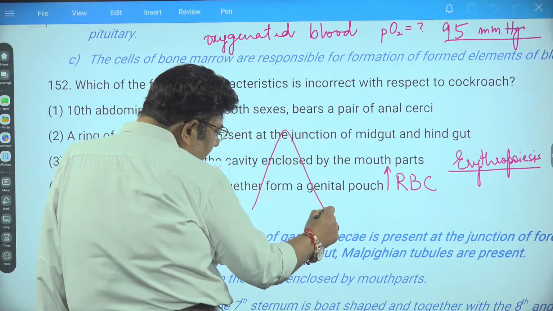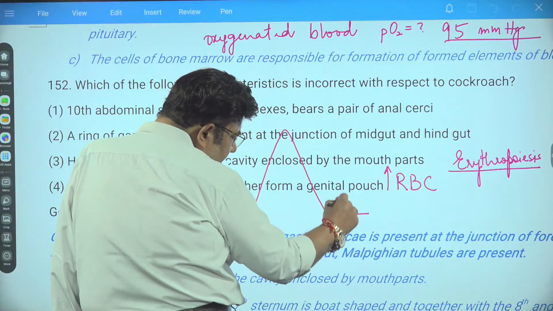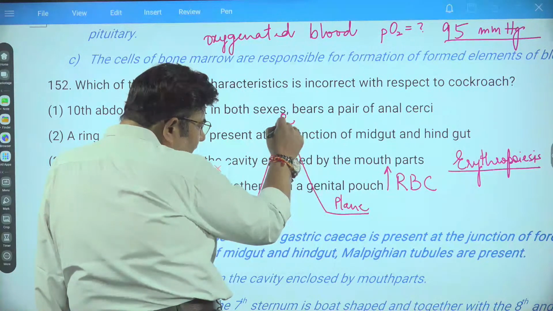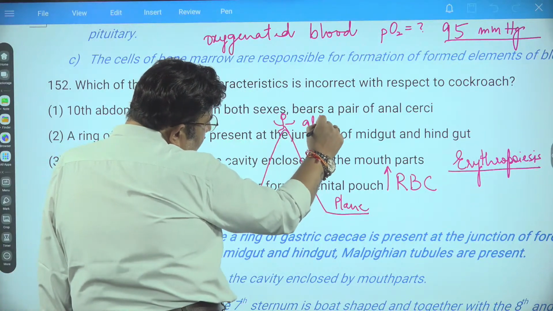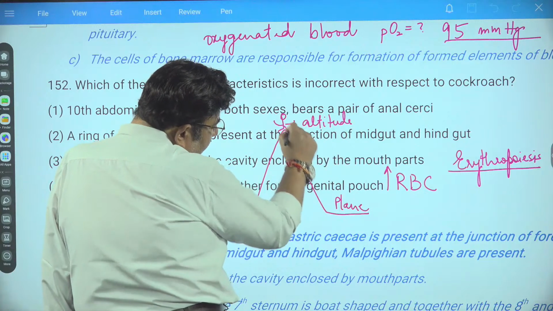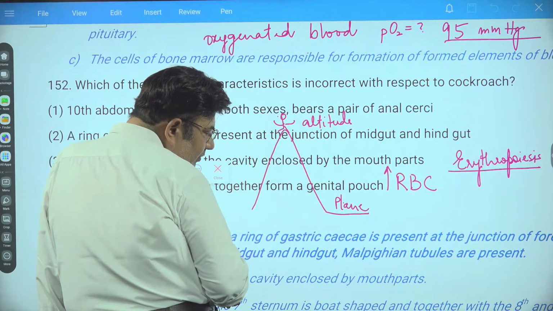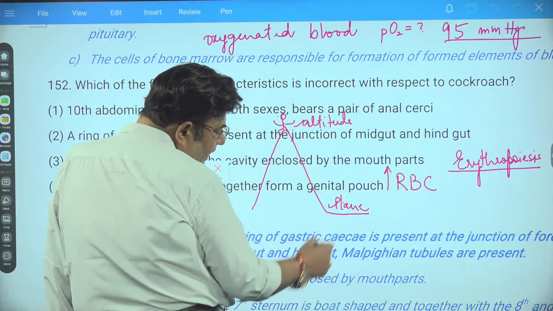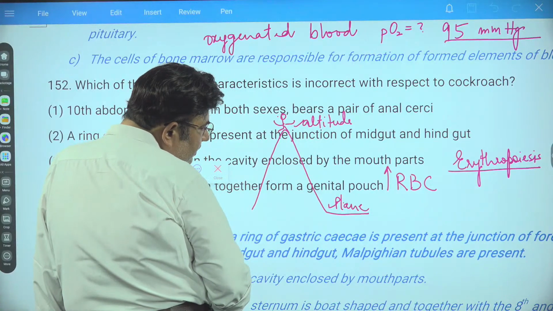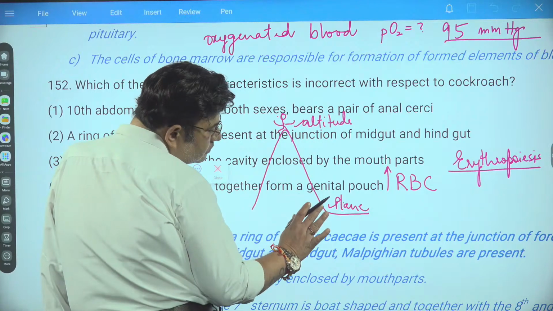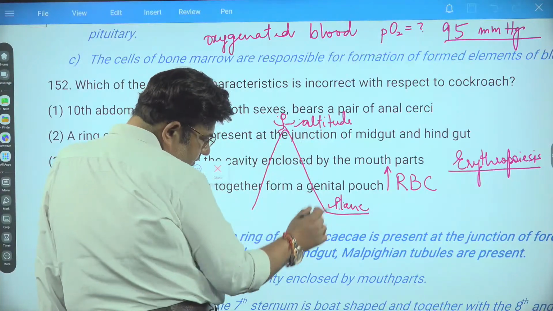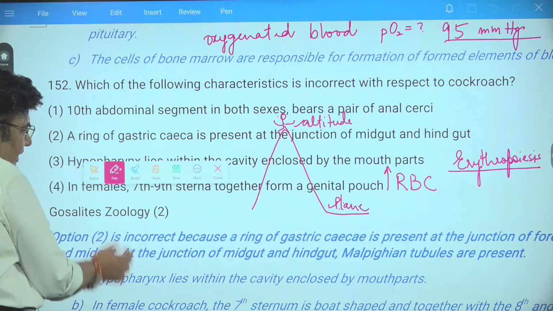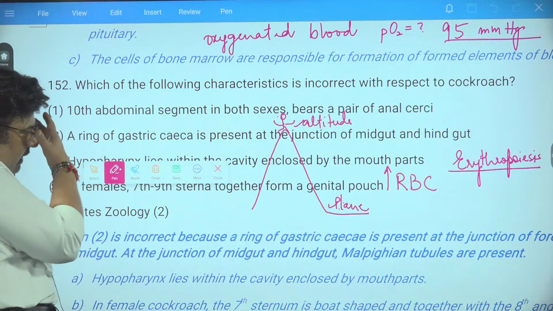You have to tell me in which condition the kidney will produce erythropoietin. Number one, when the person is living on a plane, or when the person is living on the mountain, at an altitude. Answer number one, in altitude. Answer number two, only in the plane. Answer number three, in both conditions erythropoietin is produced. And answer number four, in no condition.